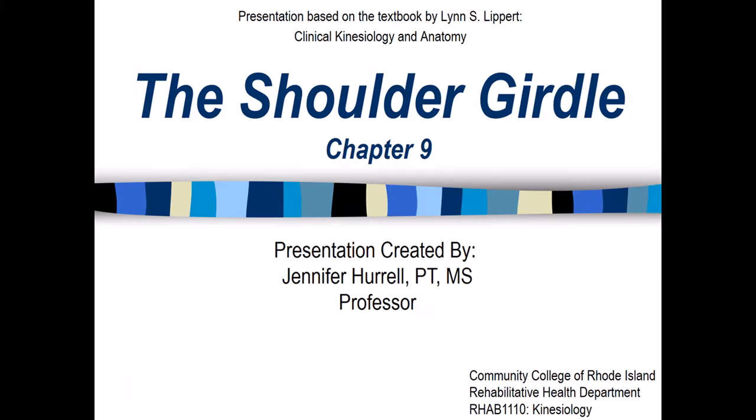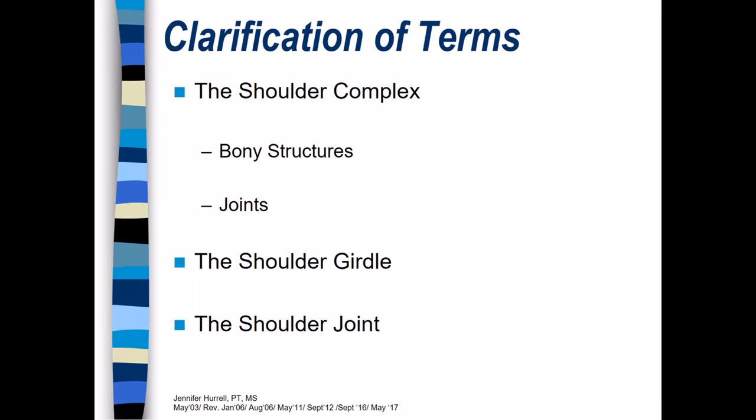All right, chapter 9, the shoulder girdle. So let's start out by clarifying a couple of terms. When we talk about the shoulder complex, we're talking about the whole thing. We're talking about the shoulder girdle and the shoulder joint together. Basically, the shoulder joint is just the glenohumeral joint.